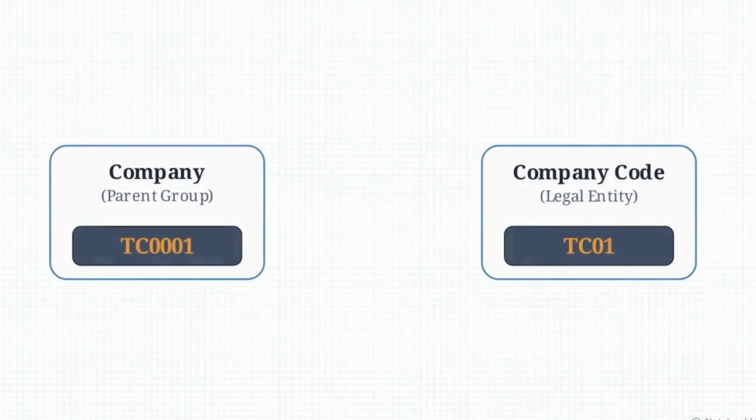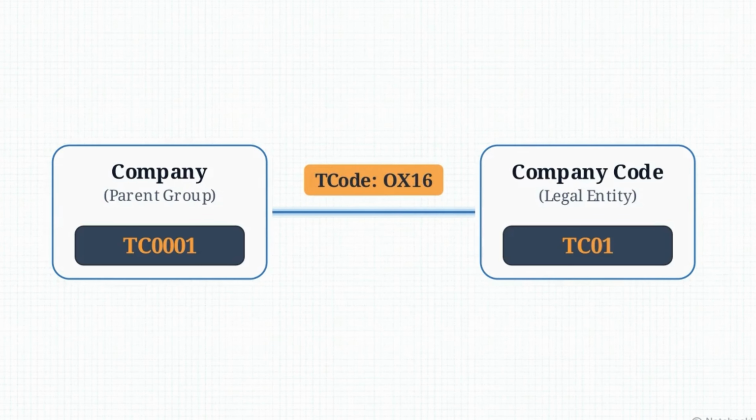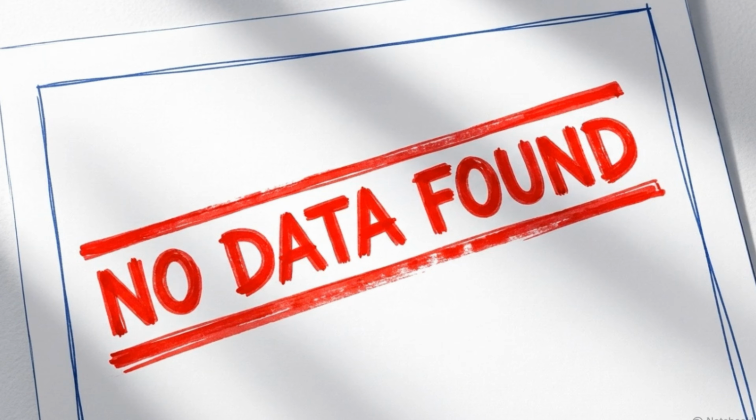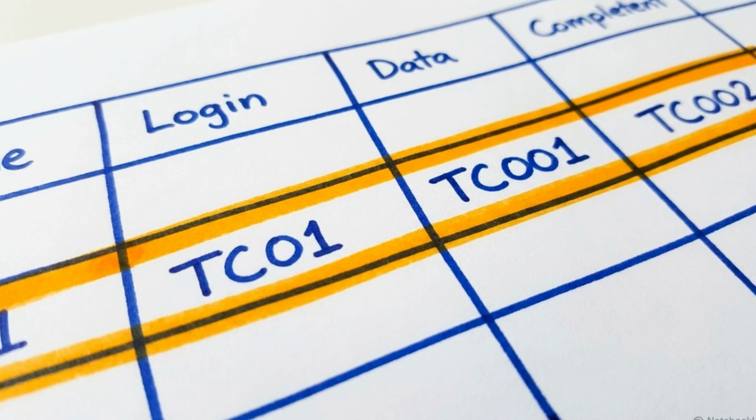We have created both entities, but a consolidated group report will fail because the database doesn't automatically link them. We must manually map them. We use T-code OX16 to firmly connect our 4-character legal entity to our 6-character parent group. Without this explicit assignment step, the parent group has no visibility into its subsidiaries, and consolidated reporting will simply not function. You can verify this mapping by returning to the configuration menu in OX02. You will now see the 4-character company code safely nested alongside its assigned parent group key.